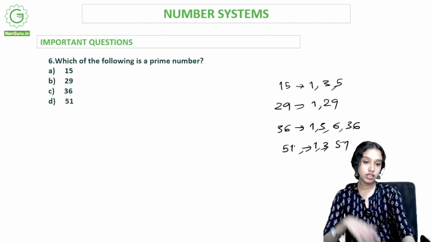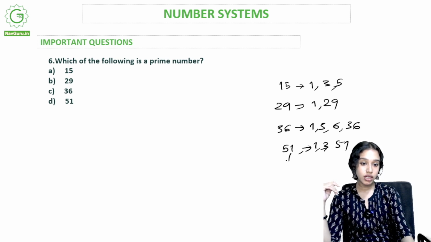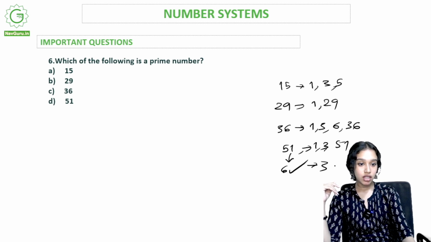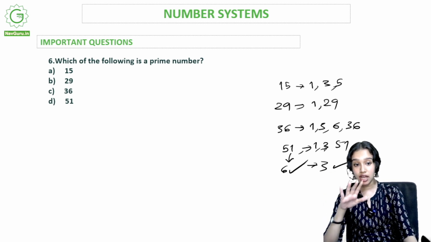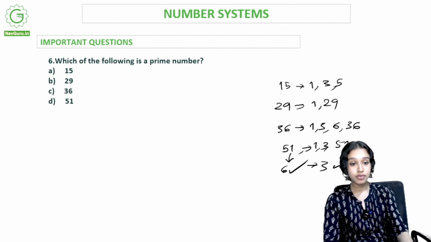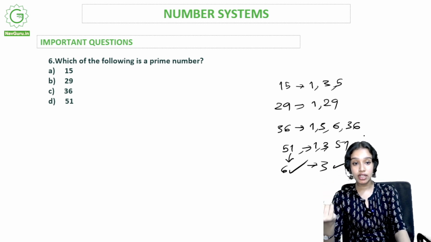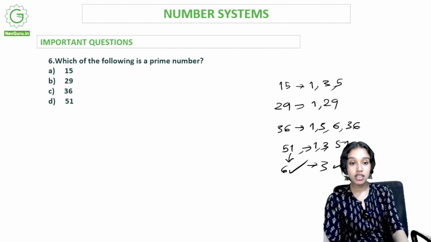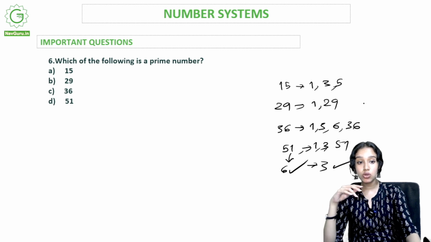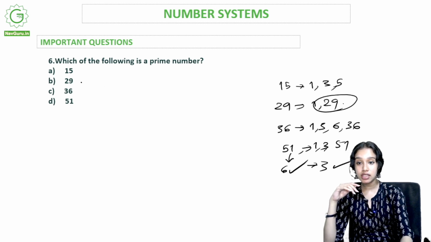Now how do we know this? First of all, 5 plus 1 is 6, so it is divisible by 3. Now we know that 51 has more than 2 factors. And 36 has more than 4 factors and 15 has 3 factors. So 29 has only 2 factors, which makes it a prime number.